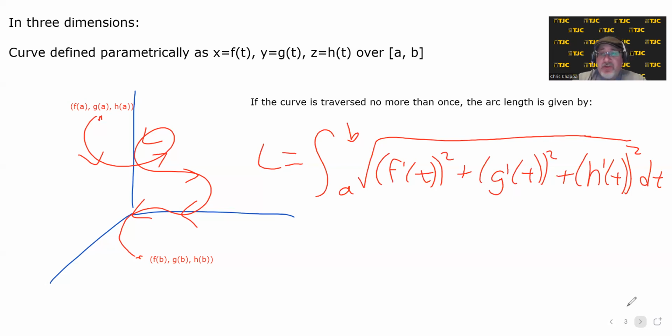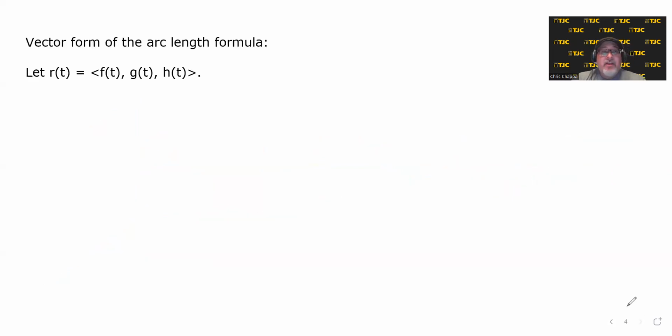Now, before I wrap up this video, I do want to point out that this can be thought of in vector form. In vector form, we're going to start by letting a vector function r of t have component functions f of t, g of t, and h of t. I want to remind you that normally I would draw an arrow over everything that represents a vector. Well, I guess I'll go ahead and do it there.